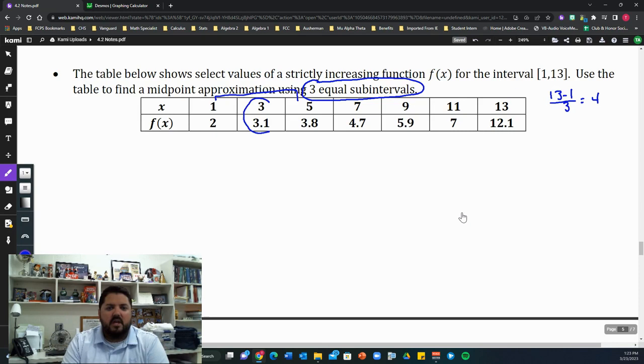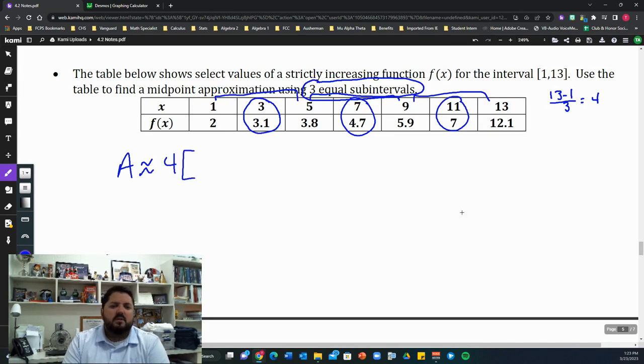So they're actually kind of giving you the midpoint that is needed to do these as part of all the information on the table. So from 5 to 9, 7 would be the midpoint, and then 9 to 13, 11 would be the midpoint. So we can still do these with table problems. So our delta x is 4. So then our 3 midpoints would be f of 3, f of 7, and then f of 11. Or again, we're just taking the y value straight off the chart.